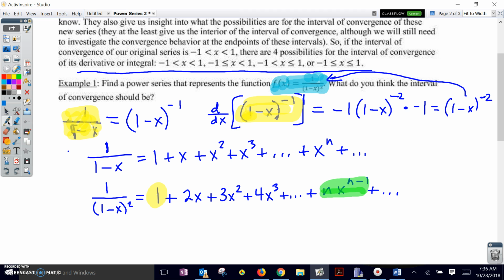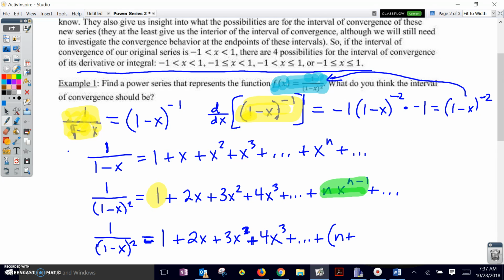And so I'm going to adjust the general term by either adding or subtracting 1 to all occurrences of n. That recenters this series so that this term that I see at the beginning of my series is the 0th term. And so all I need to do is increase the n's in here by 1. And so I'm going to write my general term as quantity n plus 1 times x to the n.